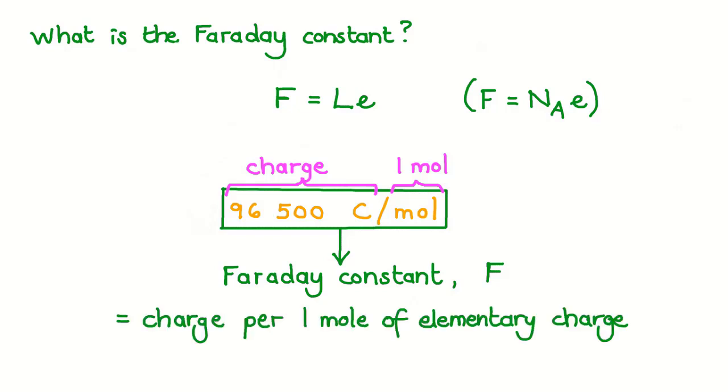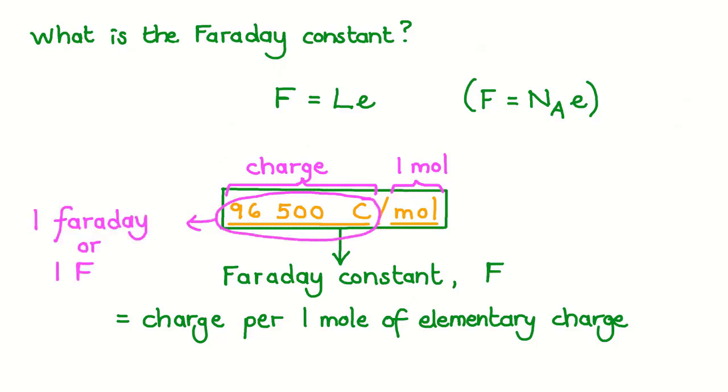In other words, for every 1 mole of elementary charge transferred in an electrolytic circuit, the amount of charge transferred is 96,500 coulombs. Incidentally, this value over here is 1 Faraday or 1 F. We must be careful, don't get confused. Capital F written behind a number as a unit is the amount of charge in Faradays. This capital F here is the Faraday constant whose unit is coulombs per mole.